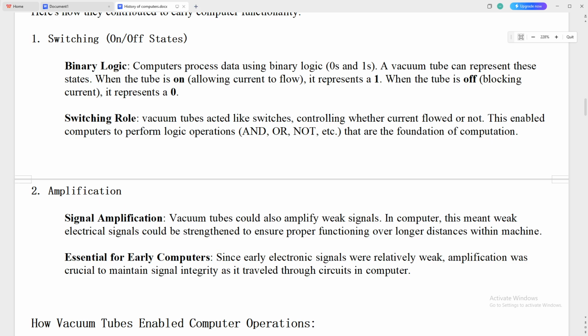It means at that earlier time, we all know that not much was available. So the signal has to be transferred, and for that, signal integrity has to be maintained. To maintain the signal integrity, we amplify or strengthen signals by increasing the current flow, so that electronic signals were not too weak, and signal integrity was maintained at the time.